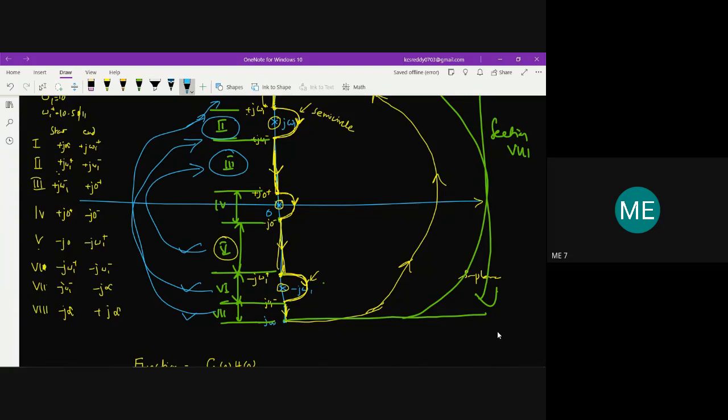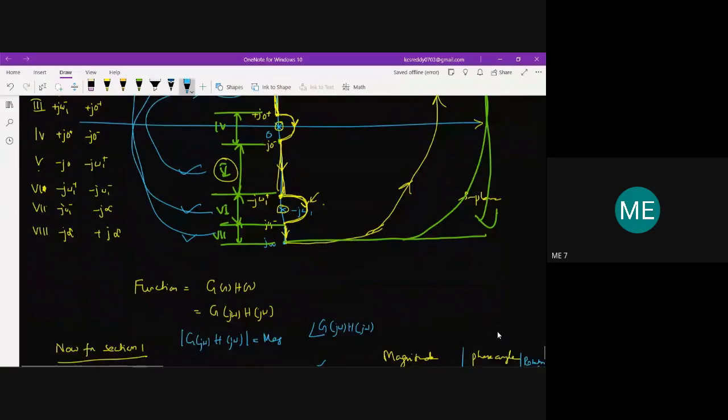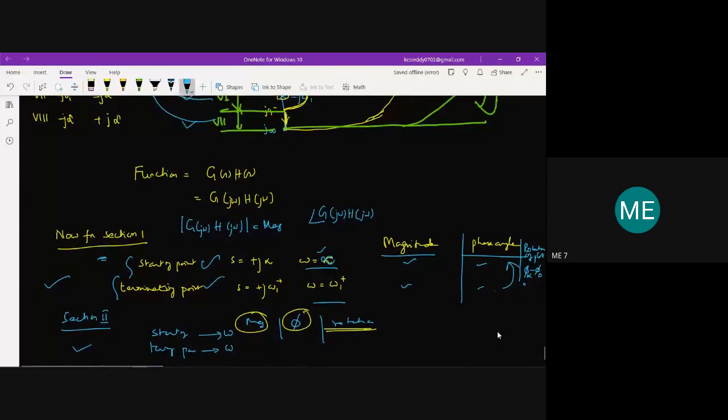And finally, the eighth section, that is the last section, which is from minus j infinity to plus j infinity. That is the last section which we are going to discuss. That is here.